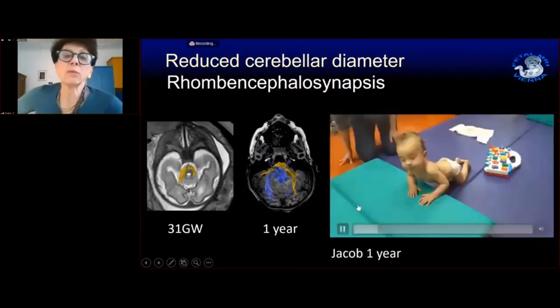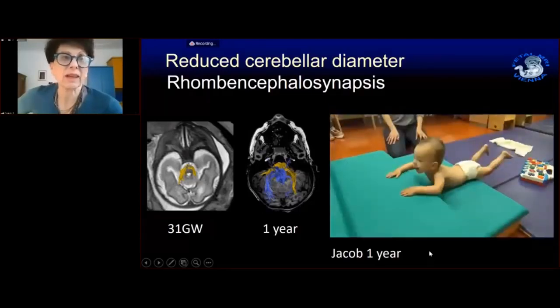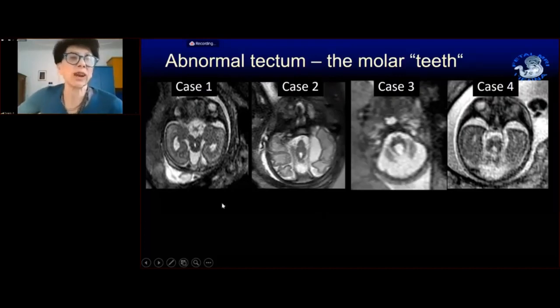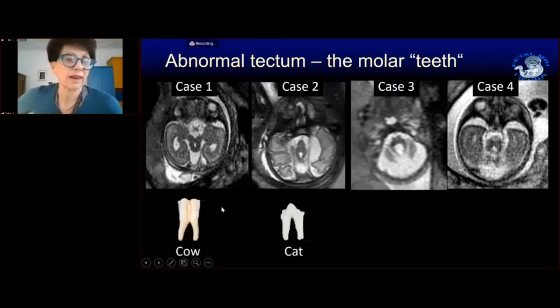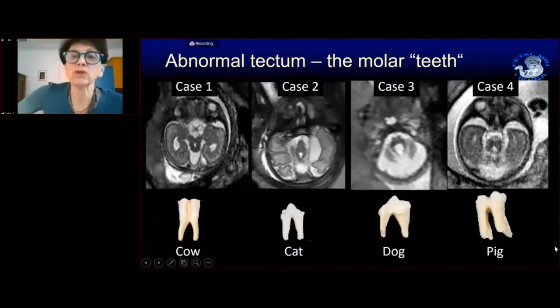Well, the abnormal tectum, the so-called molar tooth. Gianluigi showed a lot of nice examples, and he said that it is maybe quite difficult to diagnose this in utero, and that is completely right. But sometimes you are lucky, and here you have a collection of molar tooth malformations, and you can even distinguish between cow, cat, dog, and pig molar tooth. Well, this is just a joke. This is not yet scientific, but I just wanted to show you that it is possible using MRI to find a molar tooth malformation.